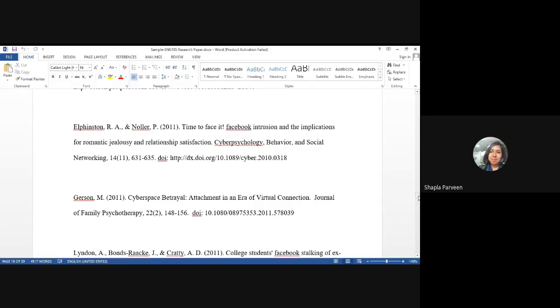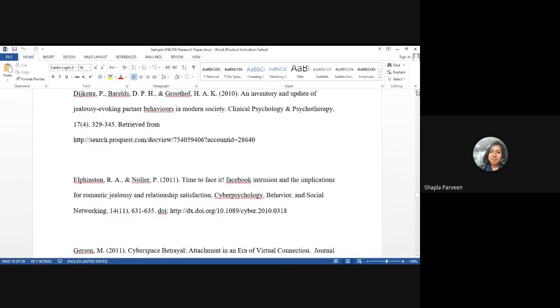Even when you provide a definition for any of the concepts, you have to read. You have to say what other people have said. The definitions will not come from your own head. These definitions or explanations have been given by other researchers. So that means that you have to read a lot, so provide as many references as possible.